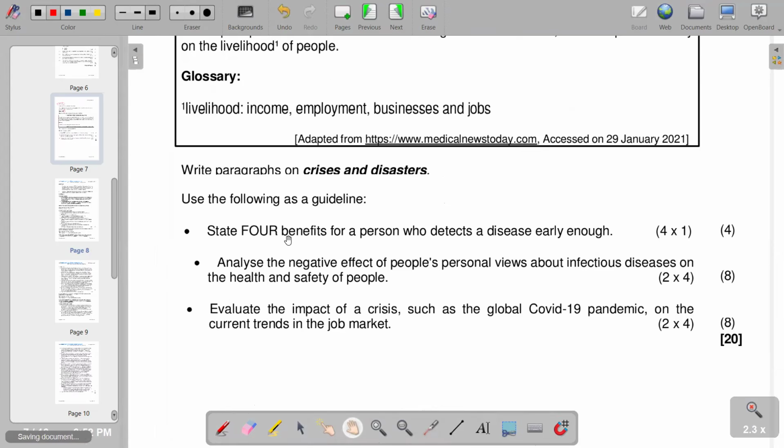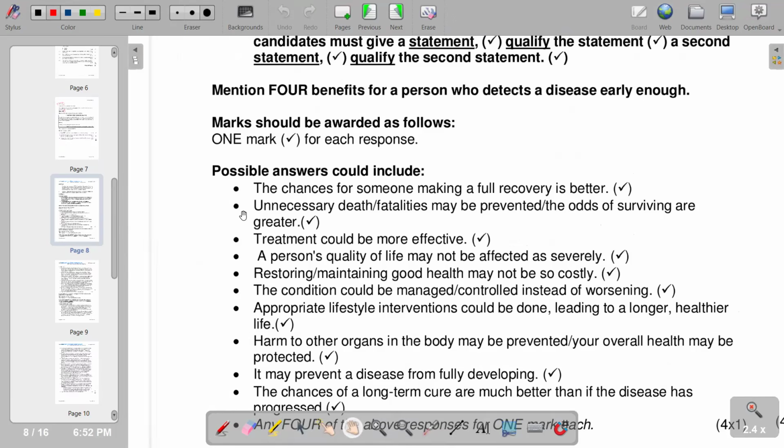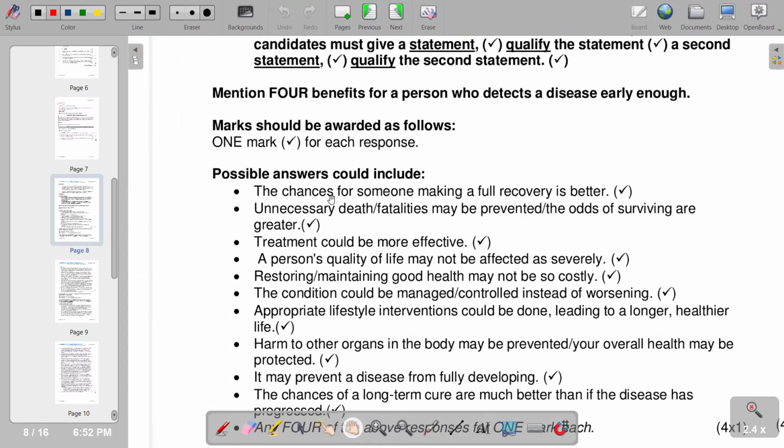First part, state 4 benefits for a person who detects a disease early enough. So 4 points are required. In terms of the 4 benefits of a person who detects a disease, we have them here in our other section. The first point is that the chances for someone making a full recovery are better when a disease is detected early, and also unnecessary death or fatalities may be prevented.